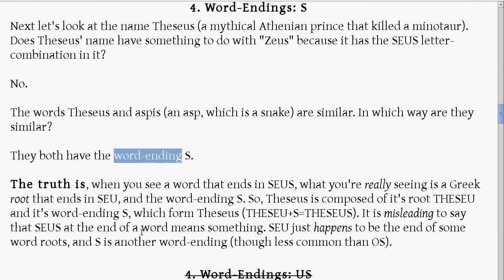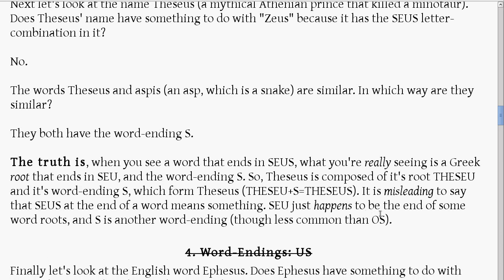The truth is, when you see a word that ends in SEUS, what you're really seeing is a Greek root that ends in SEU and the word ending S. So Theseus is composed of its root Theseu and its word ending S, which form Thesefs. Theseu plus S equals Theseus. It is misleading to say that SEUS at the end of a word means something. SEU just happens to be the end of some word roots, and S is another word ending, though less common than OS.